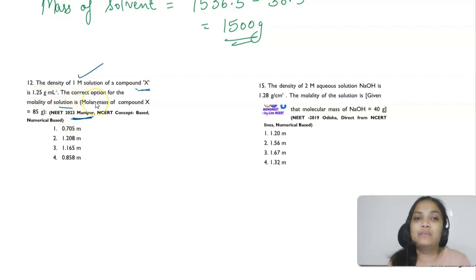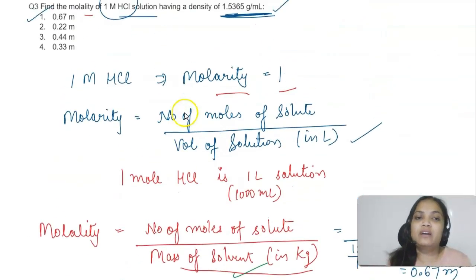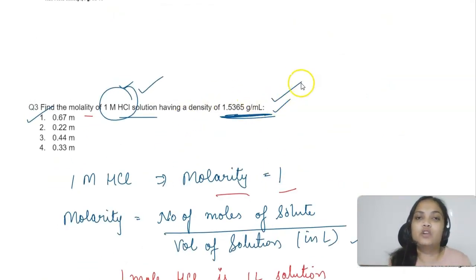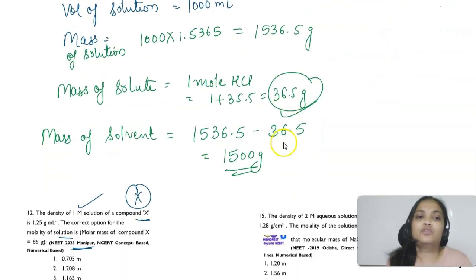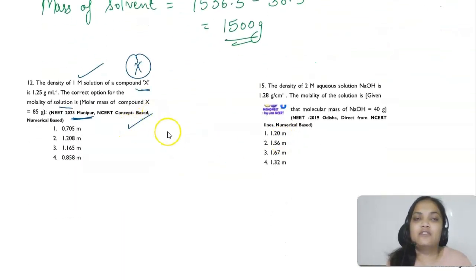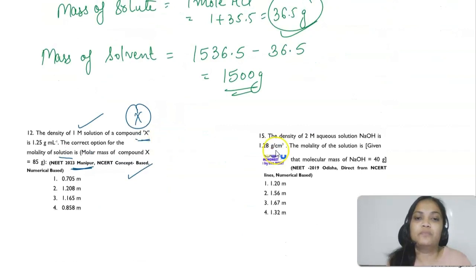Now students, I took HCl, but in this case they have given X. For X they will give you the molar mass because you don't know what X is. Here I did not give you the molar mass because we knew what HCl is, so we can find its molar mass. They have made the question easier for you by giving the molar mass also. And now you see in NEET 2019 a separate exam happened for Odisha. So this question was asked there also. See, repeated twice, 2019, 2023.